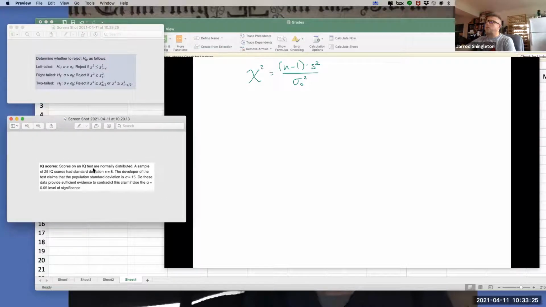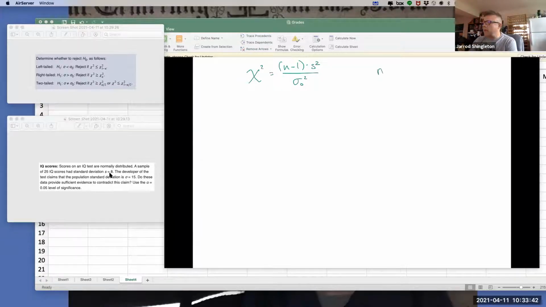So scores of an IQ test are normally distributed. This is great. They have to be normally distributed for us to do this hypothesis test at all. A sample of 25 IQ scores with a standard deviation of S equals 8. Great. I could start pulling out some of the things that are really important in this problem. I know N is equal to 25. I know S is equal to 8.